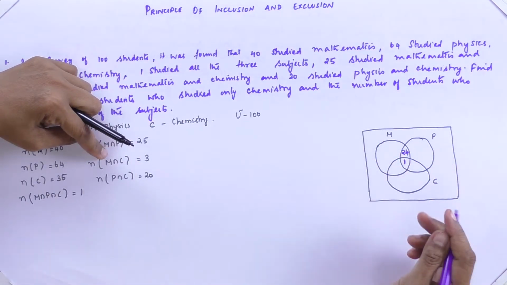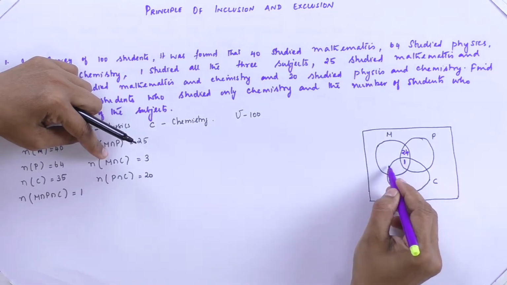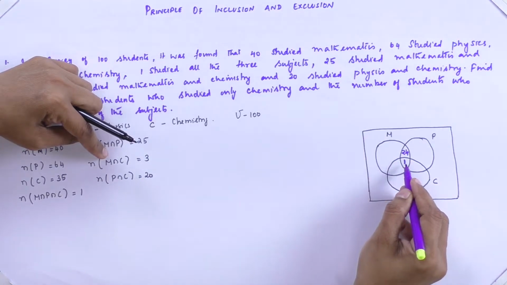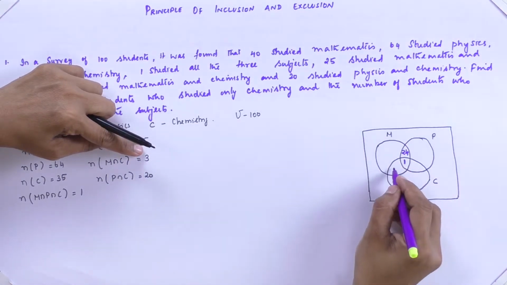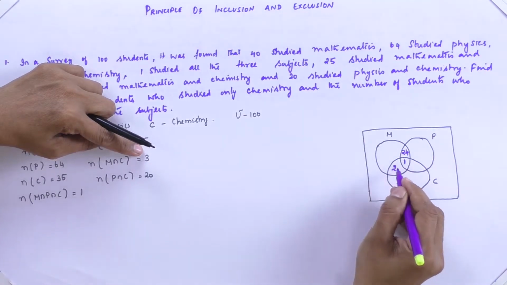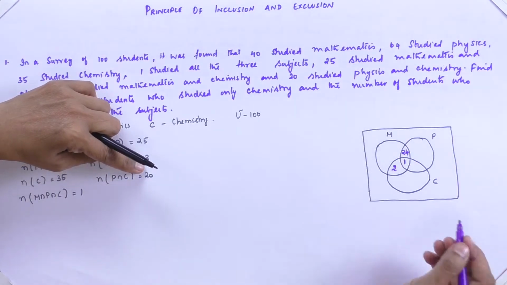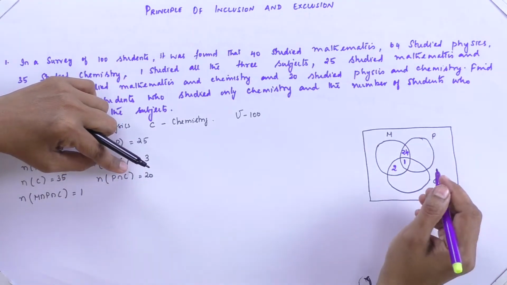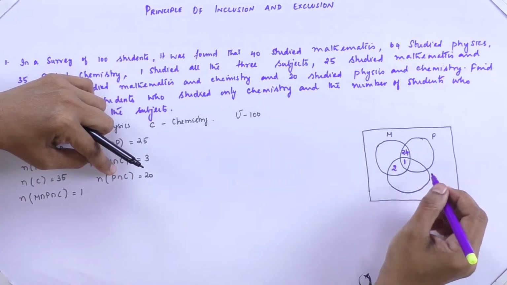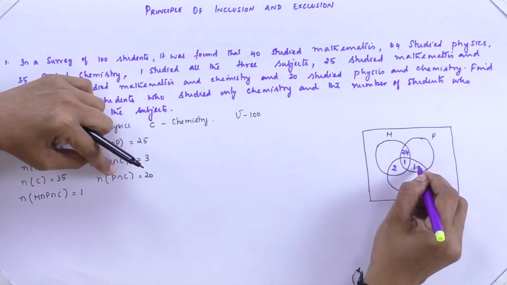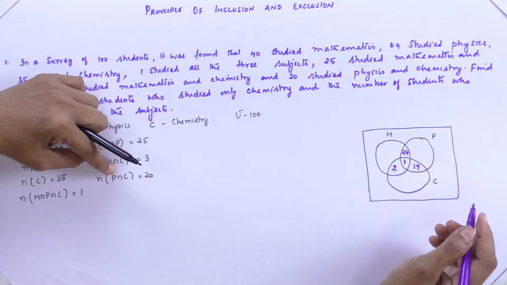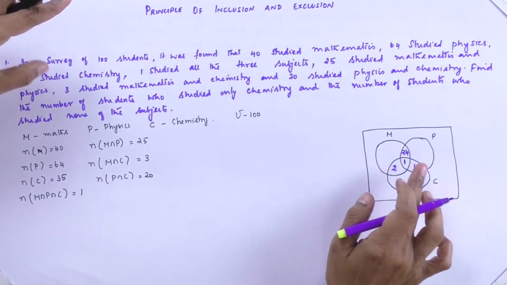And now see maths and chemistry. For maths and chemistry we have this portion, but already there is 1, and here we have been given 3. So it will be 2, and 2 plus 1 gives 3. Next, the number of students who studied physics and chemistry is given as 20. Already there is 1, so we have 19, and 19 plus 1 gives 20 in this portion.